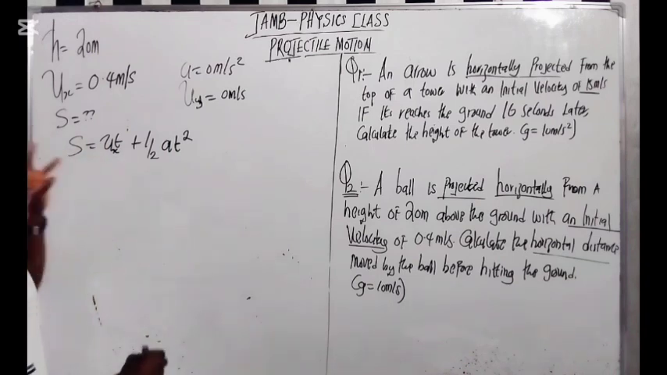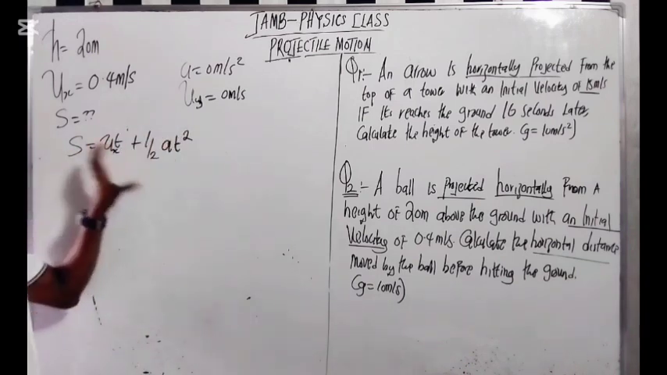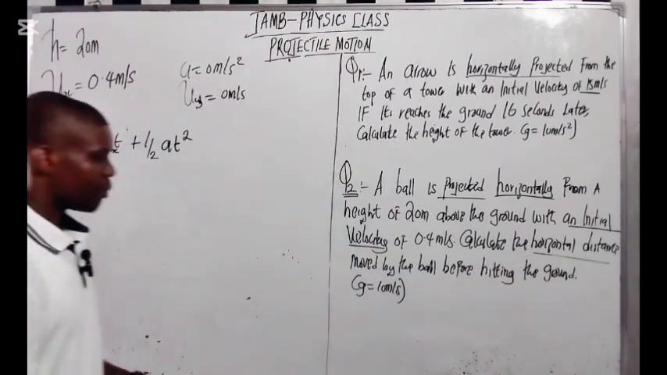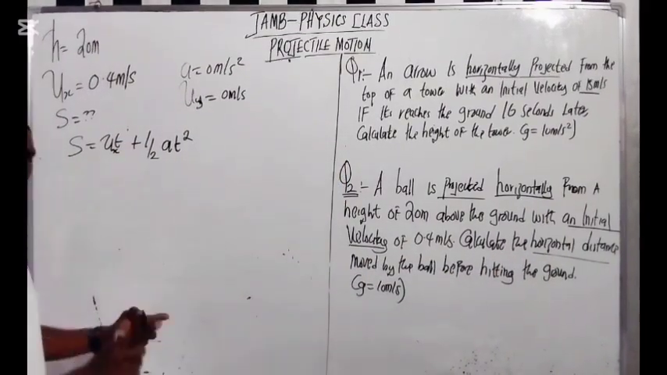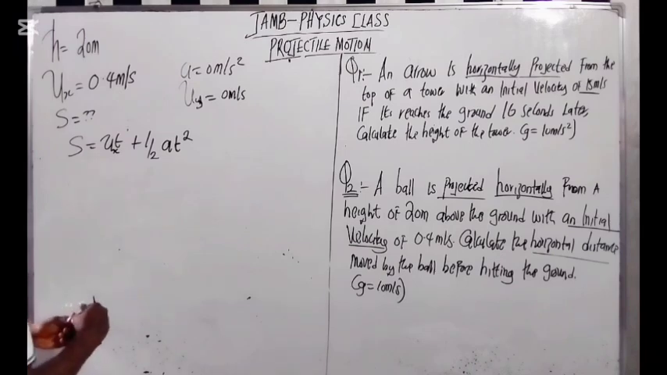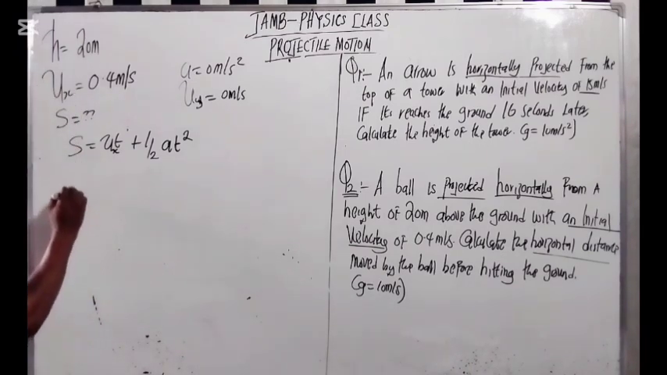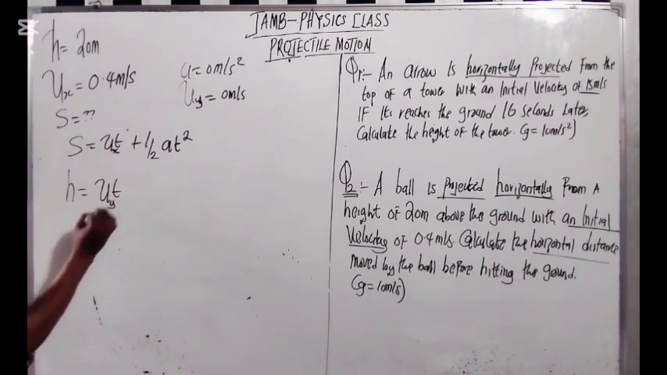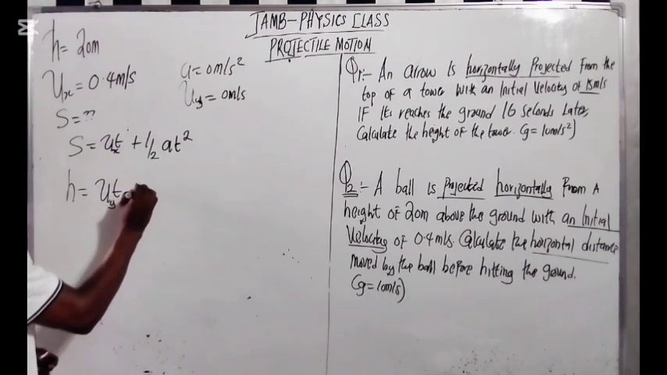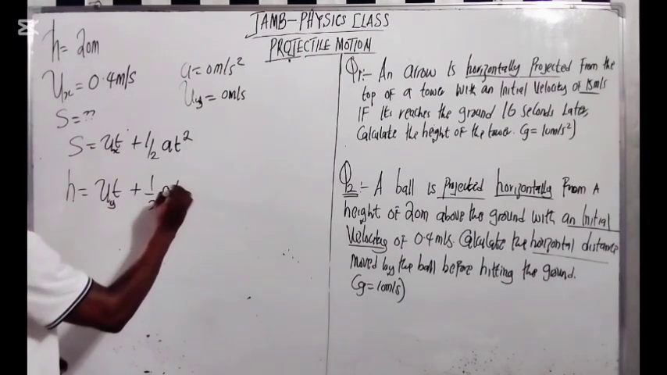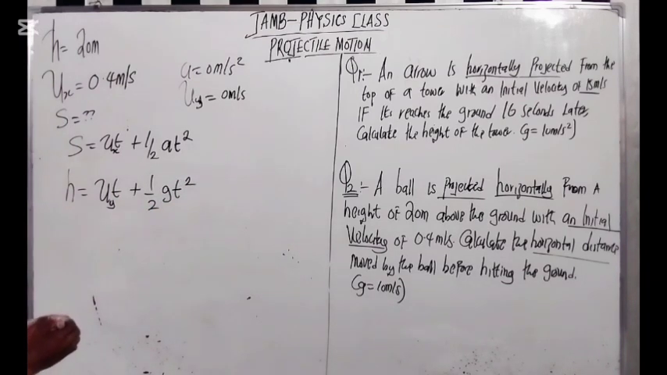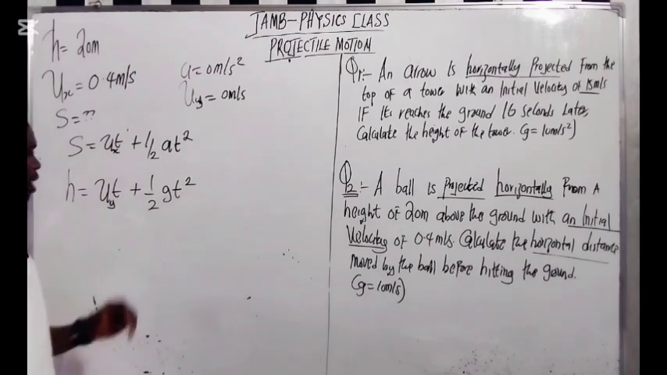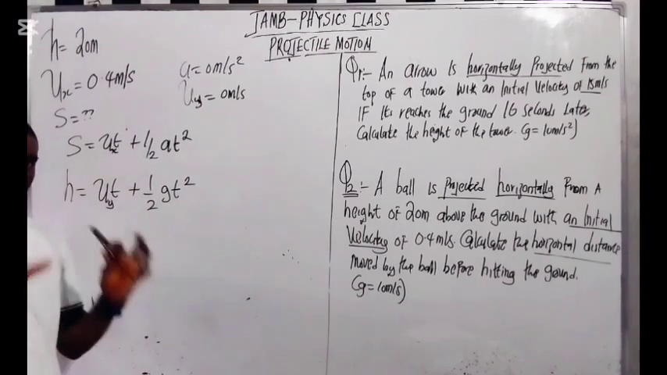Because if I can calculate time, I can easily solve for the horizontal distance moved by the ball before hitting the ground. Hope you understand. So which formula can we use here? Because we are thinking about height, we use h equals uyt plus half gt squared. Can you see that? Half gt squared, right? This is what I want to use. The mission is to calculate my time. That is the main mission.